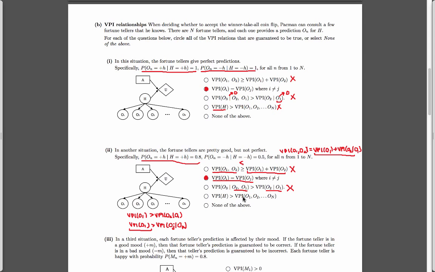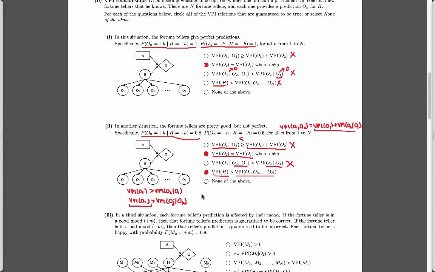Next, let's look at the third statement. In this case, we have the VPI of H and we have the VPI of O1 through On. Since our fortune tellers are not perfect, when we get n observations, we're not guaranteed to know the value of H, and we certainly will not know the value of H with 100% accuracy. Therefore, the VPI of knowing the value of H is going to be strictly greater than the VPI of all of the observations of all the fortune tellers. So this statement is true. And that's the final answer.